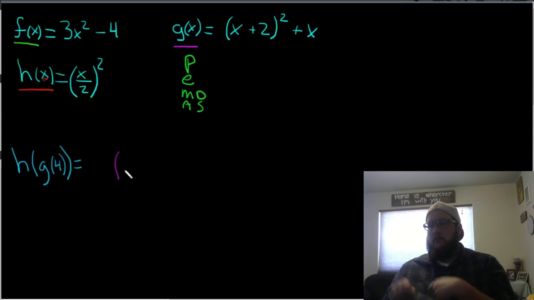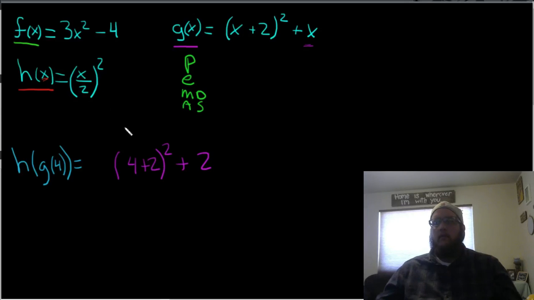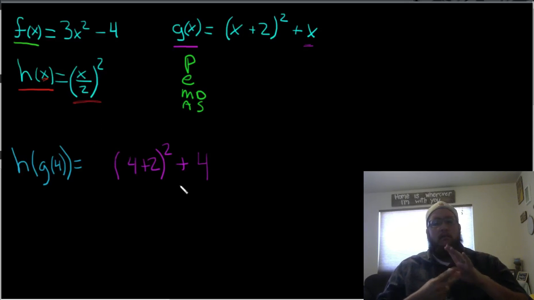So we'll have 4 plus 2 quantity squared plus, and there's another x here, so we'll add another 2. Or, excuse me, we'll add a 4. I don't know why I added a 2 there. There we go. So now we have our g function evaluated at 4. But remember that we're taking this and using this to evaluate h. So if you recall our h function, which we wrote down earlier, we're going to plug all of this in to h.